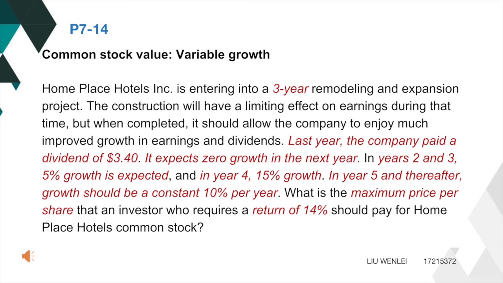In years 2 and 3, 5% growth is expected, and in year 4, 15% growth. In year 5 and thereafter, growth should be a constant 10% per year. What is the maximum price per share that an investor who requires a return of 14% should pay for Home Place Hotels common stock?